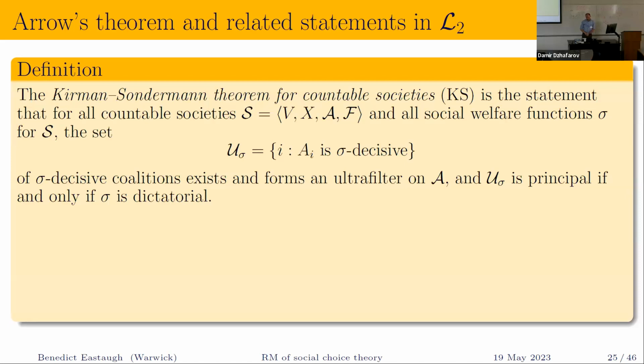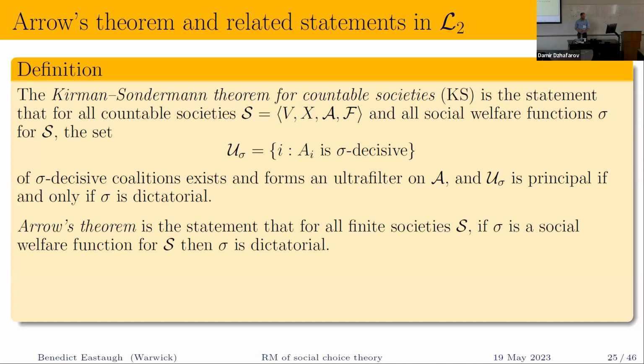Okay, so then we can finally state this Sondermann theorem for countable societies. It just says: for all countable societies and all social welfare functions sigma for a given society, there exists a set U sigma, consisting of the indexes of the sigma decisive sets, and it forms an ultrafilter, and it's principal, if and only if sigma is dictatorial. So it's really just reformulating their statement in terms of this notion of a countable society.